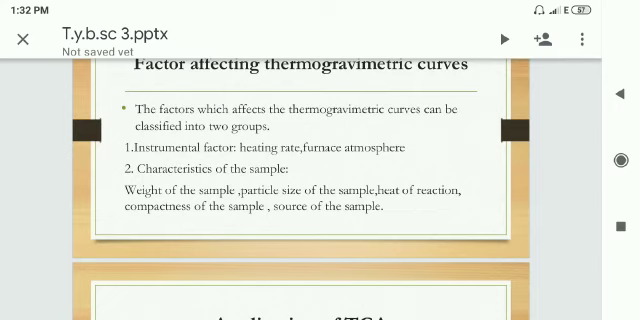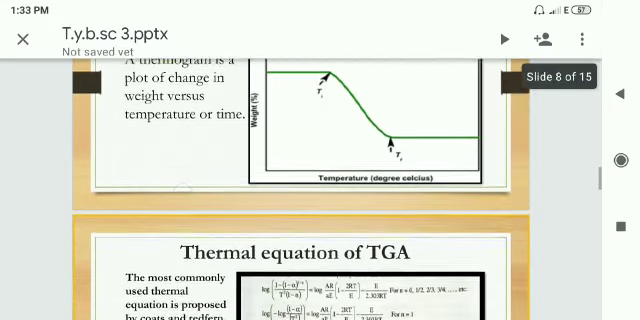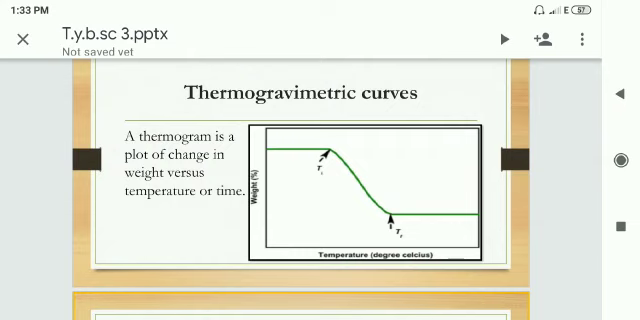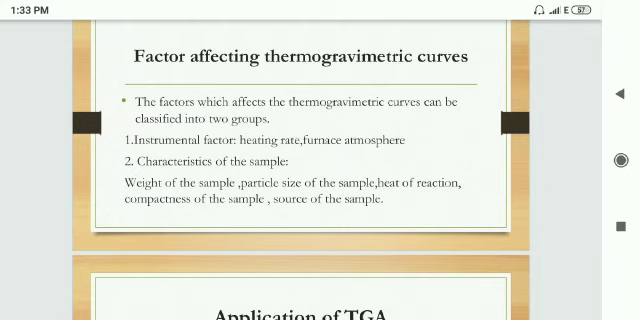Weight of the sample, particle size of the sample, heat of reaction, component of the sample, source of the sample, etc. are affecting the slope. We should get a pyrolysis curve of this type. But if there is fluctuation in temperature, then this type of graph is not obtained; rather, there is some departure obtained in this graph. And sometimes ups and downs are obtained in this graph if the factors change. That means temperature is changed, if the particle size is changed, if the balance is not placed on a perfect, uniform or smooth surface, if the fluctuation in electricity is frequent, that means if the source of the sample is different, then compactness of the sample, etc.